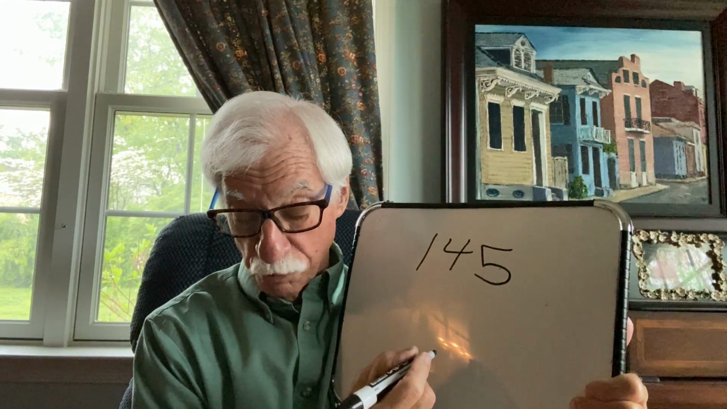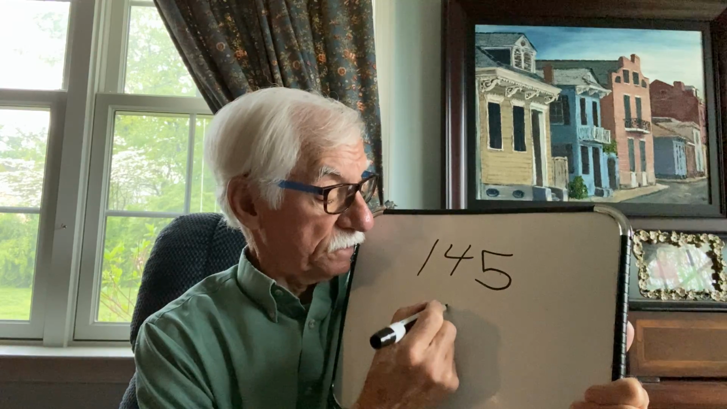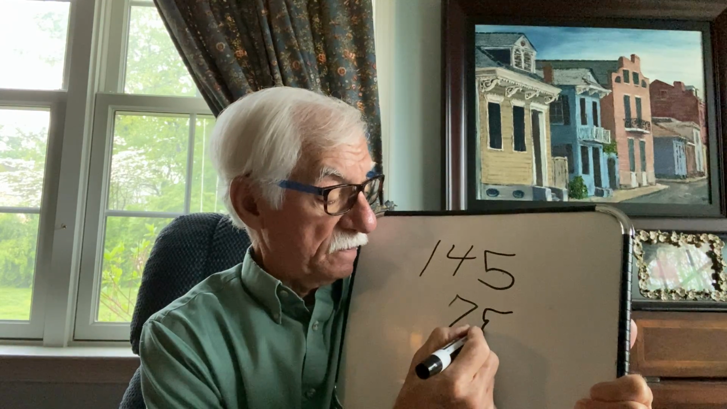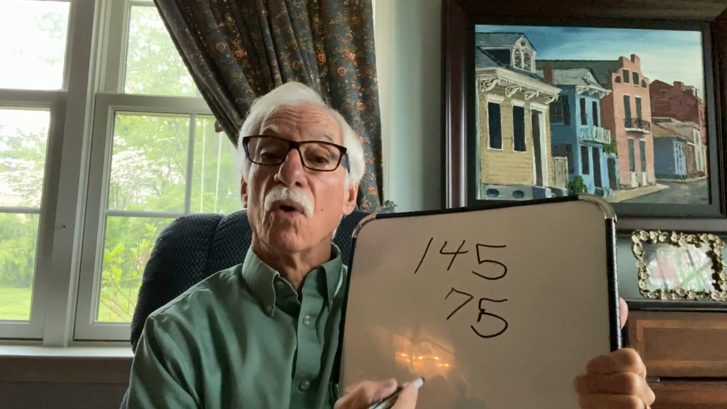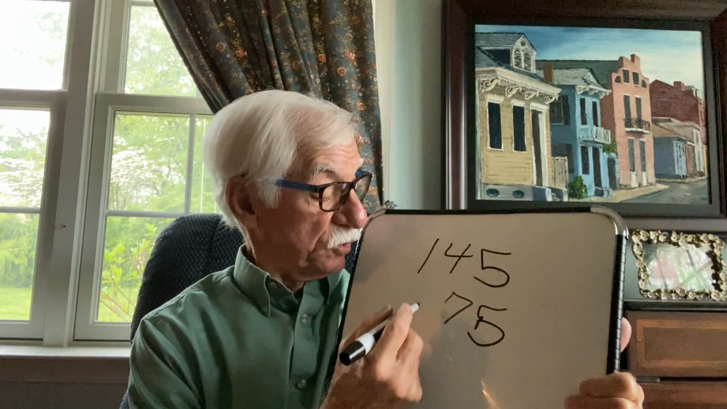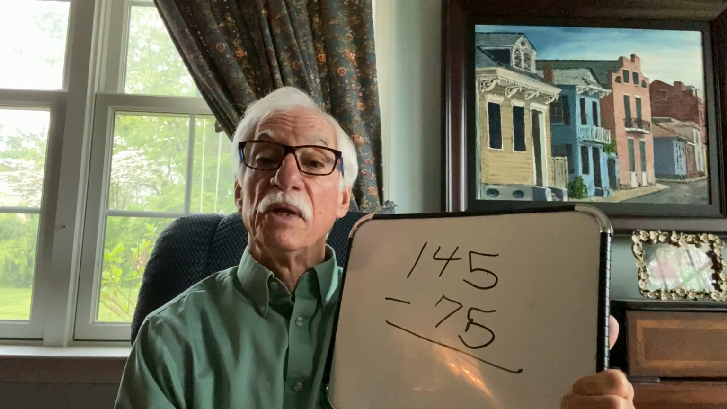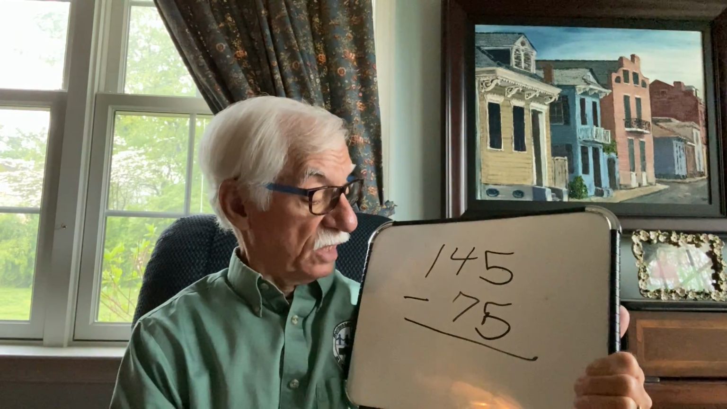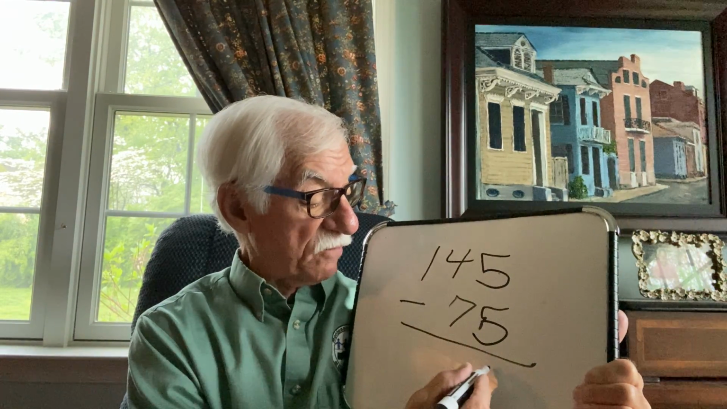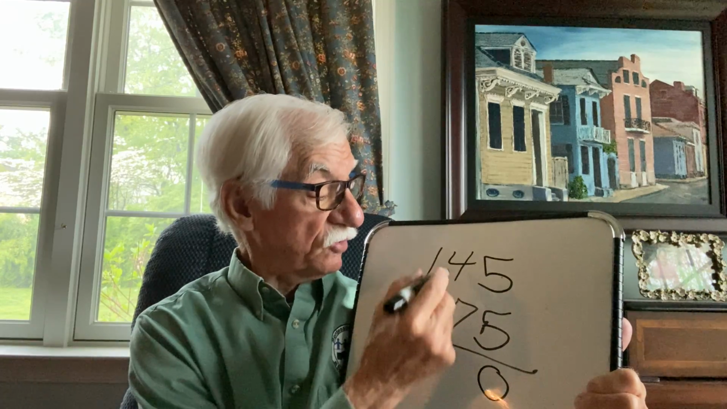Pluto is 145 points. Jupiter is 75 points. What do I have to do to find the difference between those two numbers? Well, I have to subtract. The big number is the minuend. The small number is the subtrahend. 5 units, take away 5 units, 0 units.